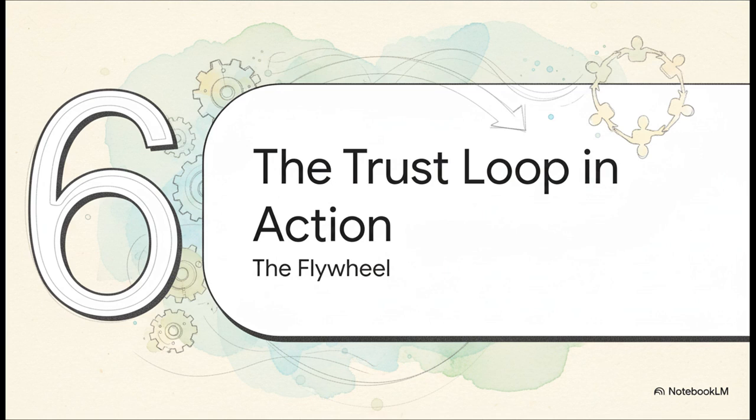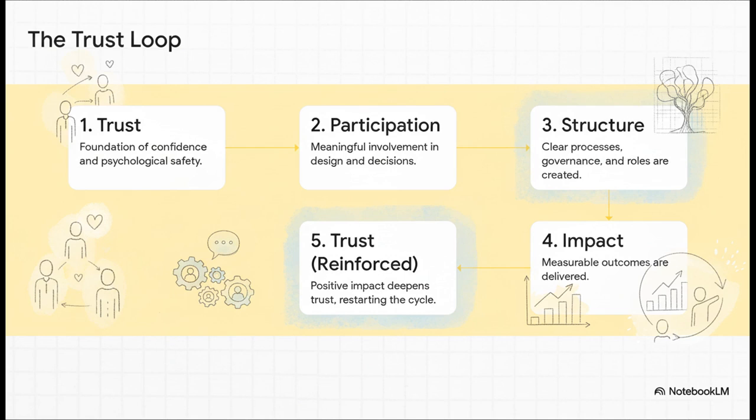So finally, let's see how this entire causal chain doesn't just happen once, but becomes a self-reinforcing flywheel for continuous adaptation and improvement. This is the trust loop, and it's basically the entire causal chain we've been talking about, but in motion. It's a dynamic system. Trust enables real participation, which builds a solid structure. That structure delivers a measurable impact, and here's the beautiful part, that positive impact directly rebuilds and deepens the trust that started the whole process. It creates this powerful positive momentum.